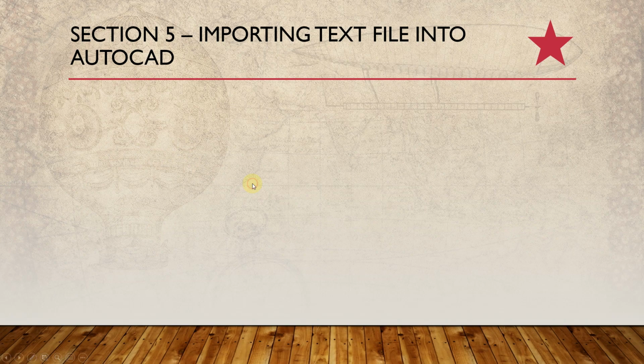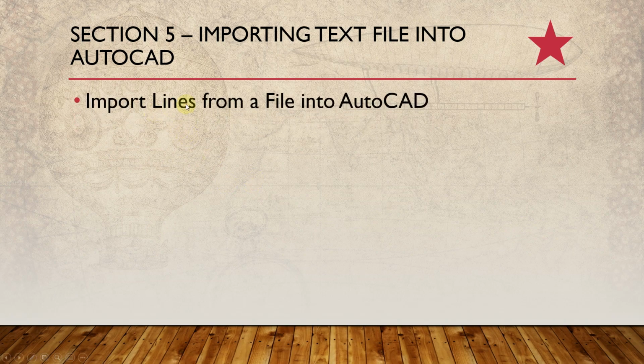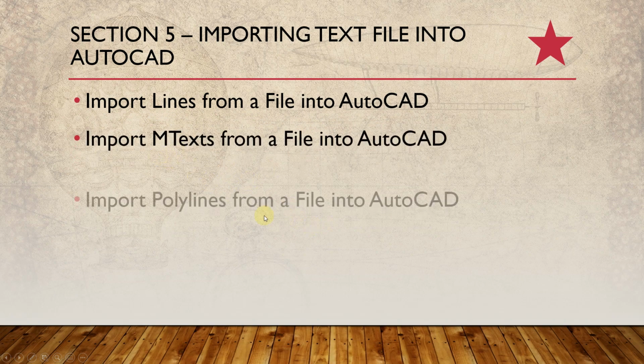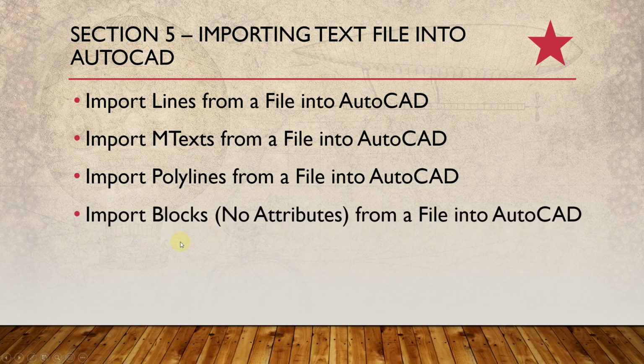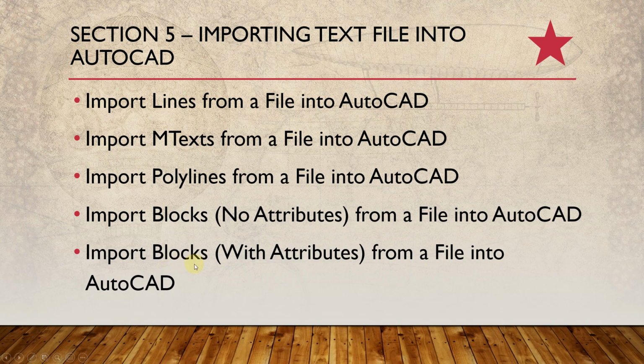So the first task that we're going to do is to import lines from my file into AutoCAD, followed by the mtext, then the polylines, and again we will import the blocks, this time without attributes, from a file into AutoCAD, and followed by the blocks with attributes. So all of those files that we have extracted from section 4, we will import them back one at a time. So in the next video, we're going to start with importing lines from a file into AutoCAD.